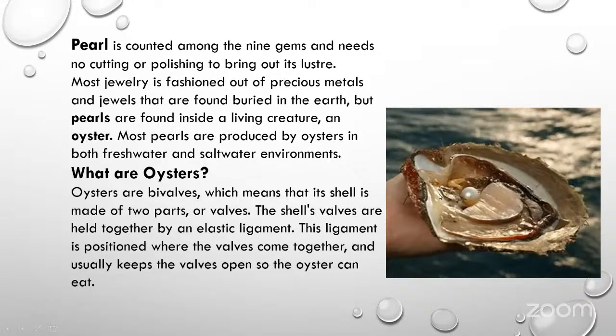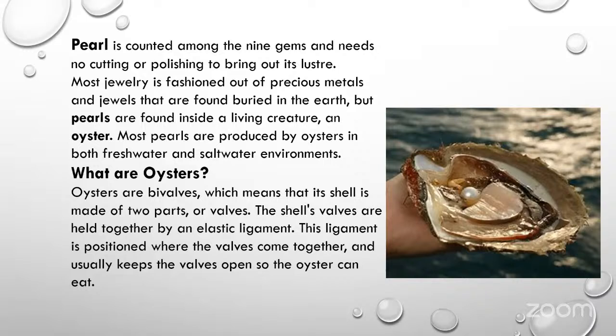So pearl is counted among the 9 gems and needs no cutting or polishing to bring out its luster. Most jewelry is fashioned out of precious metals and jewels that are found buried in the earth. But pearls are found inside a living creature, that is an oyster. Most pearls are produced by oysters in both freshwater and saltwater environments. Now, what are these oysters? You can see in the picture clearly how they look.